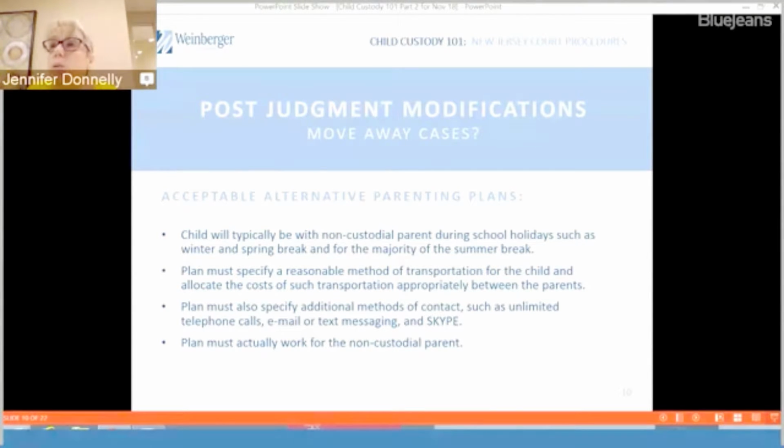Is your child old enough to travel on their own? Will they need, like, an airline companion? Will another parent have to travel with them, and who's paying for that? So more things for you to think about.